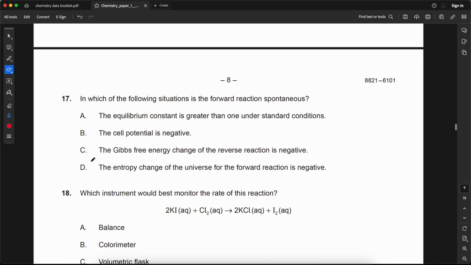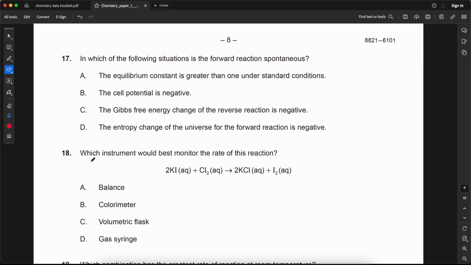In which of the following situations is the forward reaction spontaneous? Delta G equal to negative RT ln K. It means that if K is smaller than 1, ln K will be negative. Delta G will be positive. If K bigger than 1, ln K will be positive and delta G will be negative, spontaneous. If K equal to 1, ln K will be 0, delta G will be 0. The system is at equilibrium.